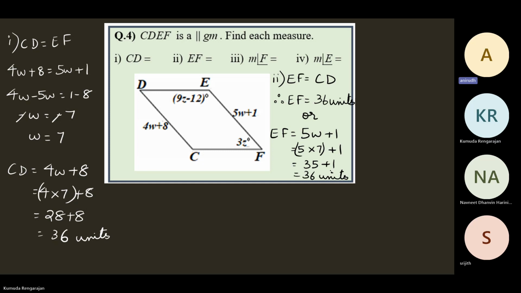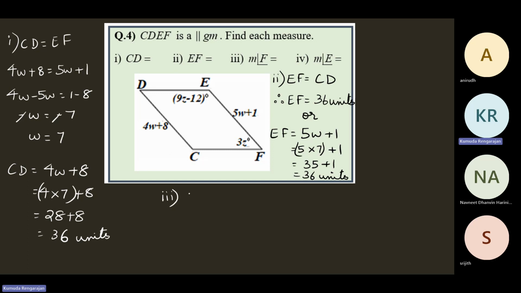Ma'am, if there is no centimeter or meter given, what value should we choose? Only units? Yeah, just write units, because the unit is not mentioned. You can just write EF is equal to CD. So since CD is 36 units, EF is also 36. Or you can substitute the value of W and find. Both are okay. Ma'am, 1 minute, ma'am. I will write steps along.